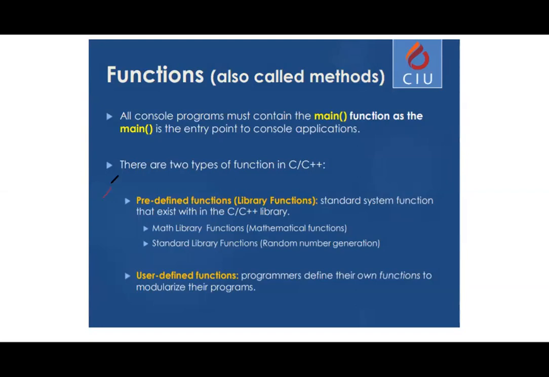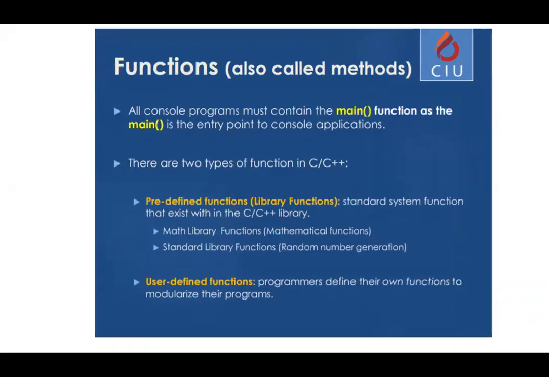So this is the first one, which is the predefined one. That means they already exist in the C and C++ library, like the main. And this is the second one, which means you can write it on your own, should you want to. So these, they do not exist, but you can use them to basically create your own functions.